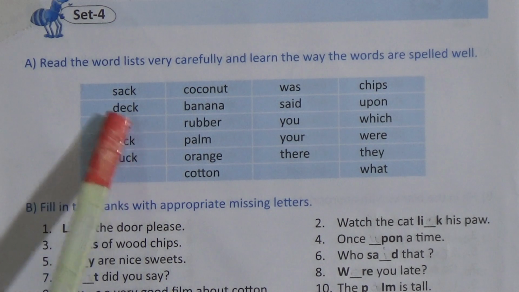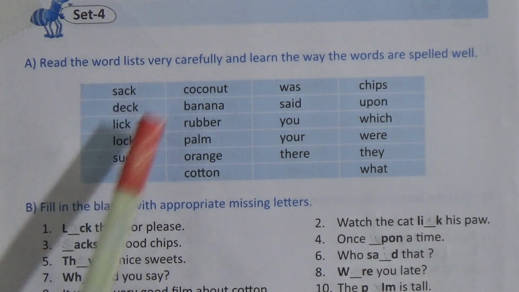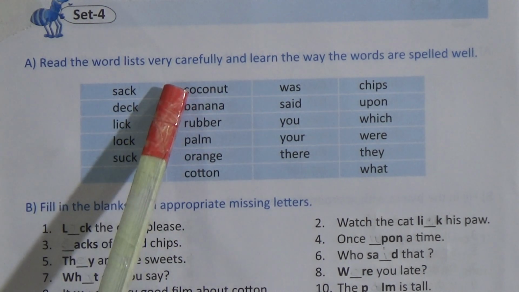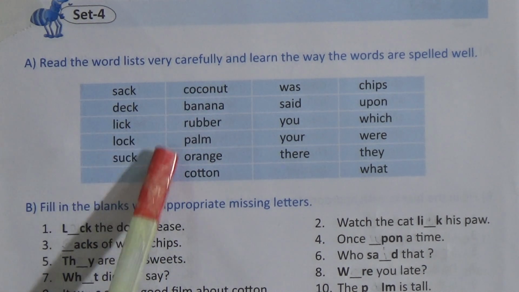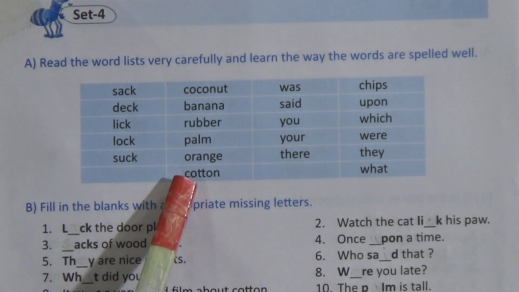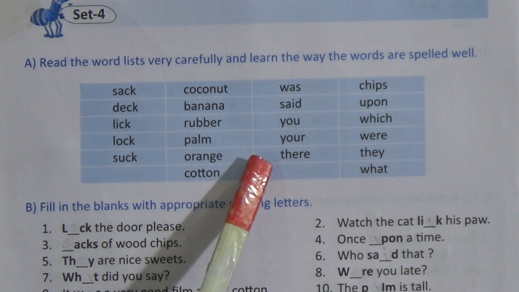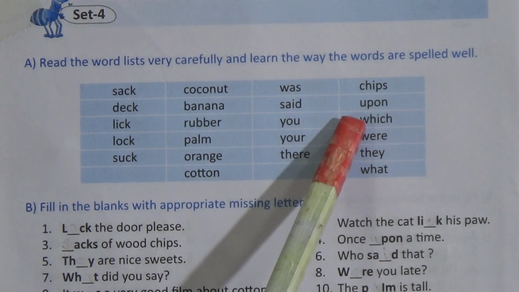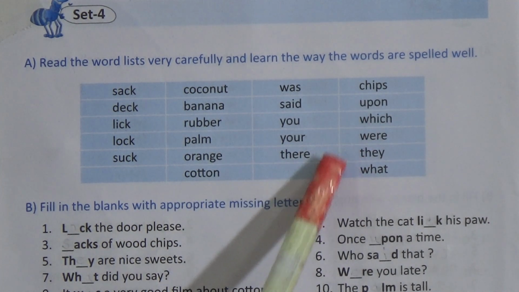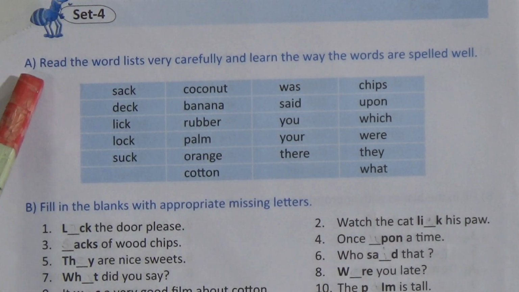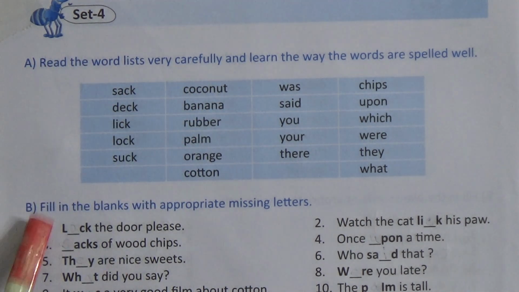Okay, so let's read the words: sack, deck, leak, lock, suck, coconut, banana, rubber, palm, orange, cotton, was, said, you, your, there, ships, upon, which, where, they, what. Listeners, these were the words of task A, and now let's try to solve task B.